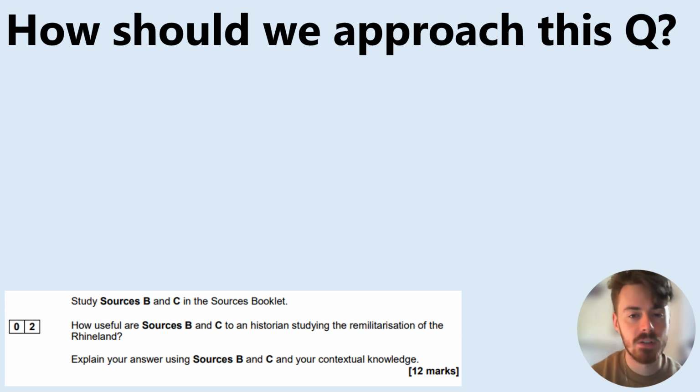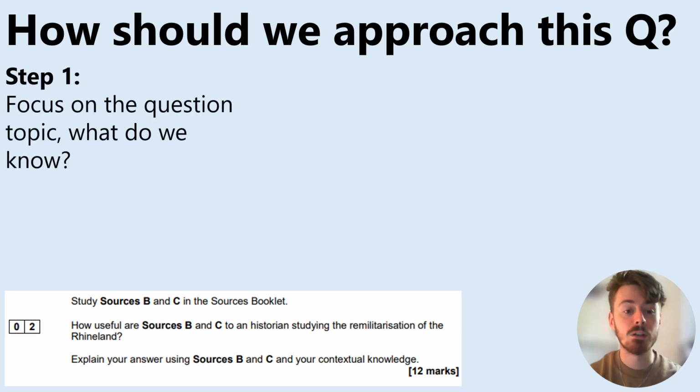I don't want to be shoving sentence starters on my screen because sentence starters are a scaffold. They're to help you set your answer up. But if we think of a scheme or a process to answering a question, I think it should come in 3 steps. Step 1 should be all about looking at that question. Look at the question topic. What do I know about that question topic? If it's about reactions to the Treaty of Versailles, what do I know about reactions? How did Germany, France, Britain, USA react to it? Did the USA like it or not? Did Britain like it or not?